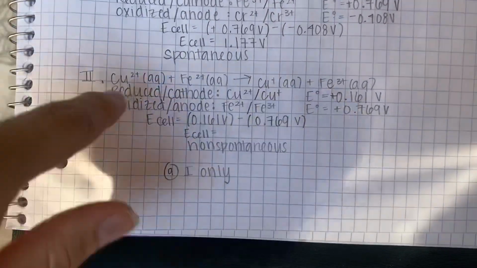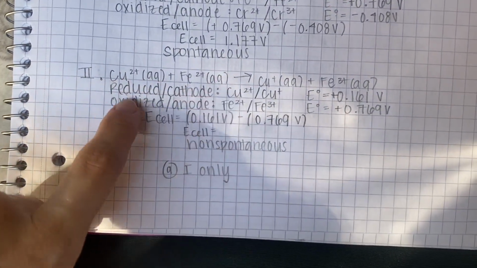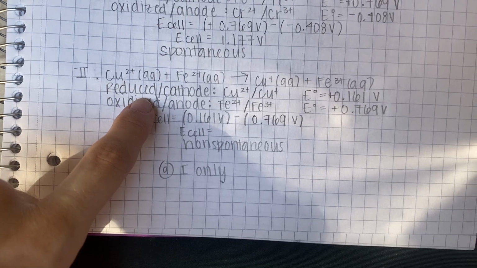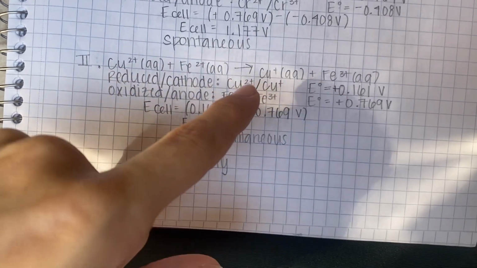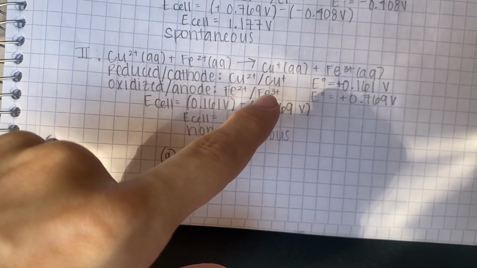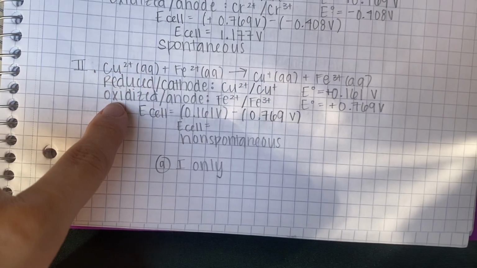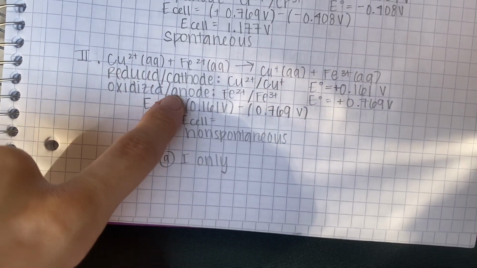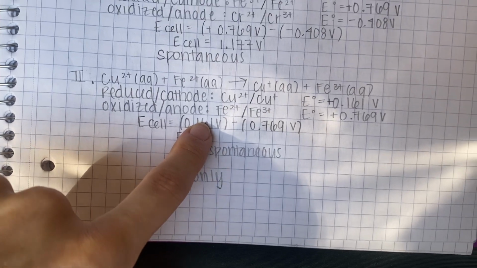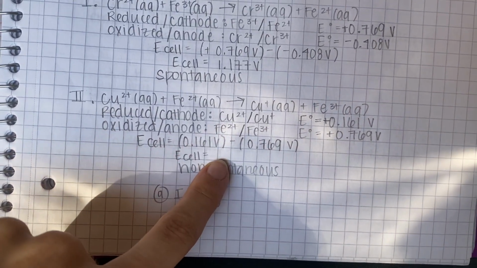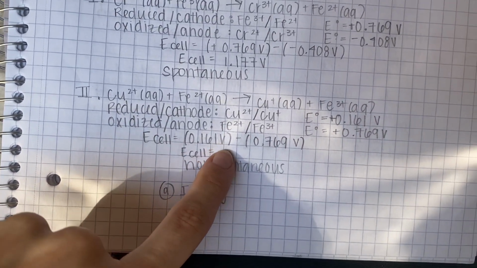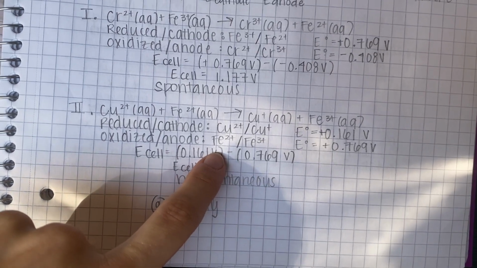And reaction 2 is going to be between copper and iron. The one being reduced is going to be the copper. It goes from a charge of 2 plus to just plus 1. And then the iron is going to be oxidized. It's going to be the anode because it increases in its charge. It goes from iron 2 plus to iron 3 plus.